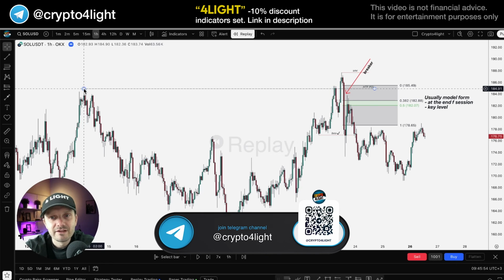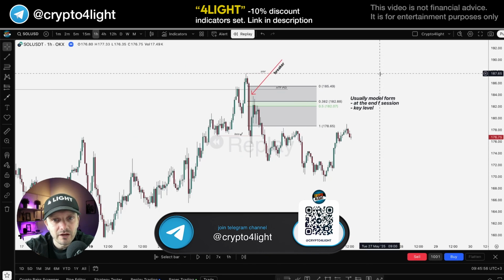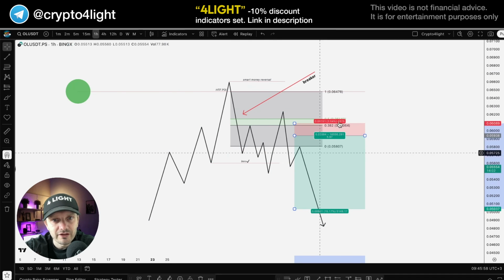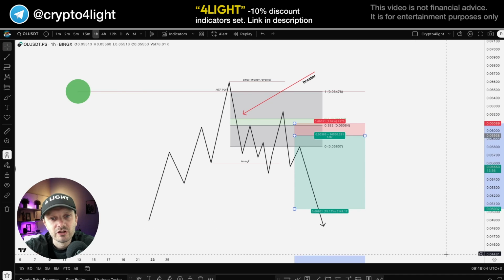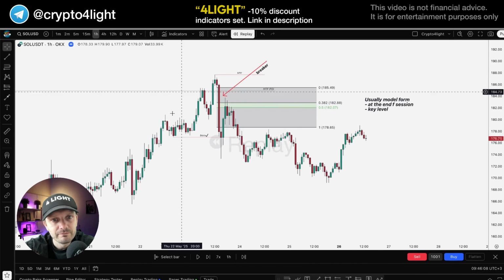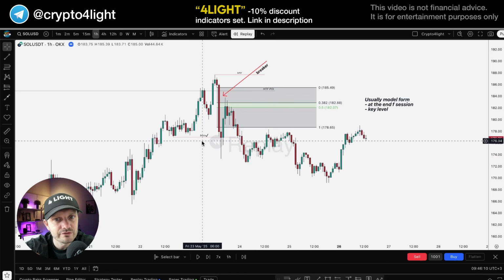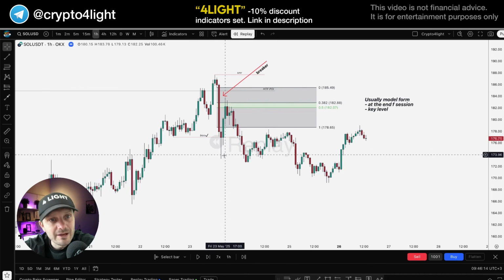So guys, this is an example. I highly recommend you take a screenshot of this model for entry. Maybe I will share this visualization on the channel, Telegram, totally for free. And this is a real example of entries, SOL USDT example on the 1 hour time frame.